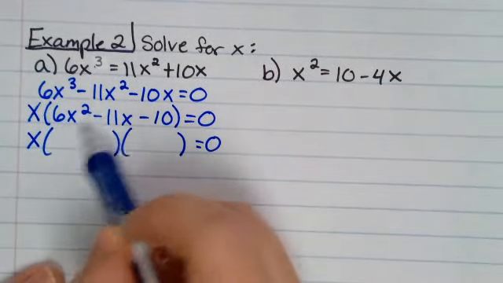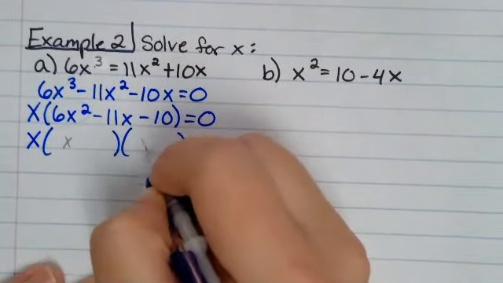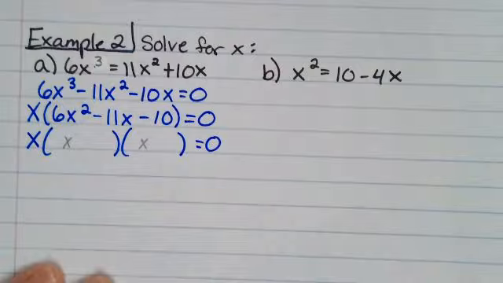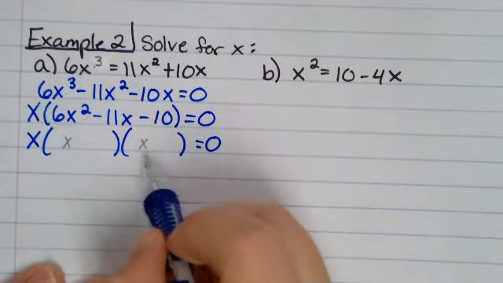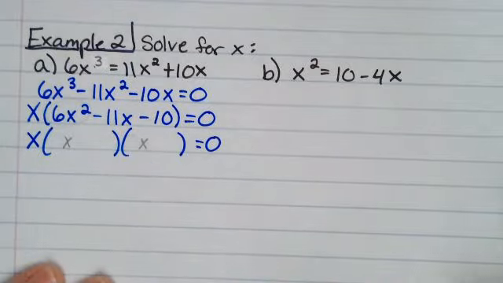So for this 6x squared, I know that these first terms are each going to have an x in them. I'm going to write in pencil for now, and I'll go back over it in pen once I know what my answer is. But I know that each of these is going to have an x, but I don't know what the coefficients are going to be.